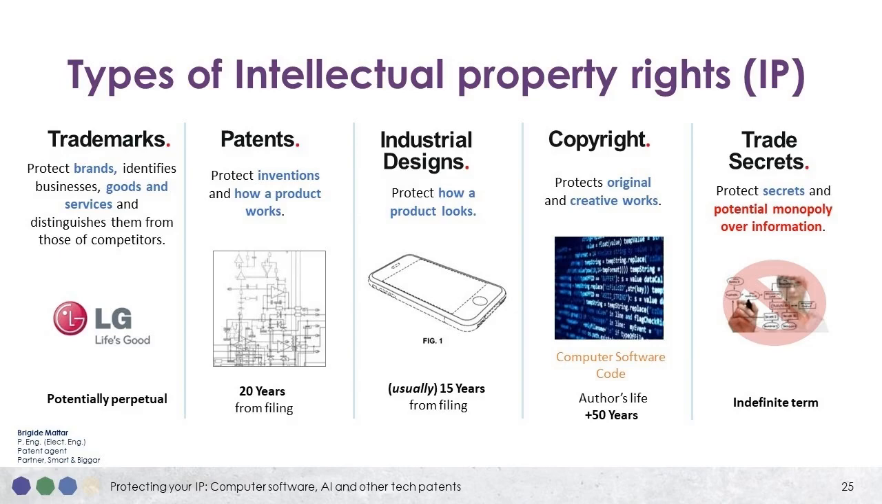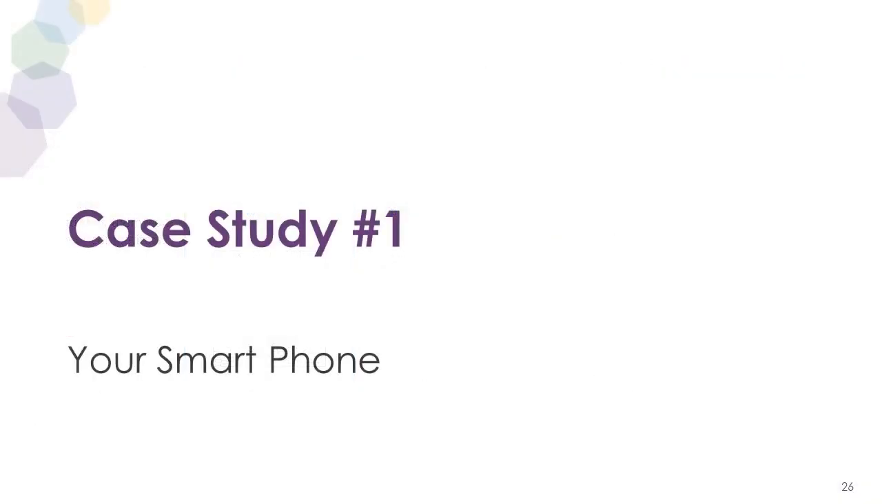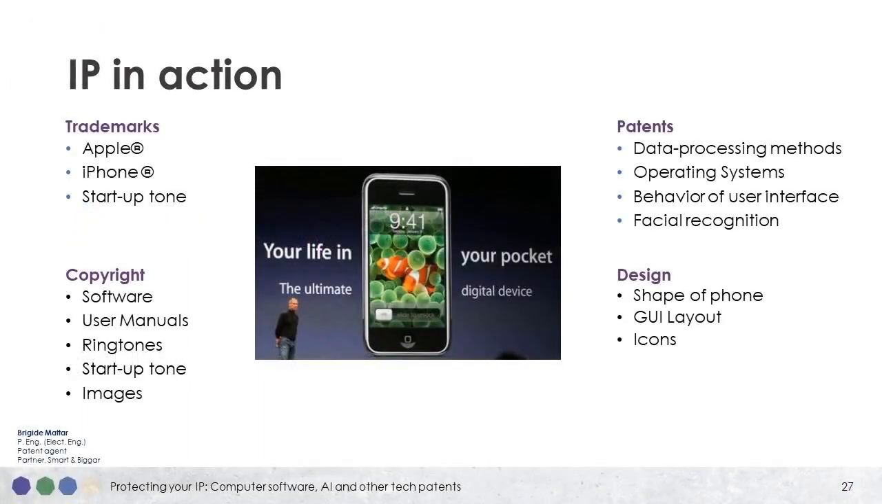So I'm going to present a case study, and it's going to be something that I assume that many of you have, if not all of you, and really we're talking about your smartphone. And we're going to look at the different types of IP that can be applied and which ones. So here I've chosen a smartphone that is by Apple. So it's the iPhone, which is the trademark for that product. So you've got trademark protection in the form of the trademark Apple. You've got iPhone. You can also have audio trademarks that could be applied.